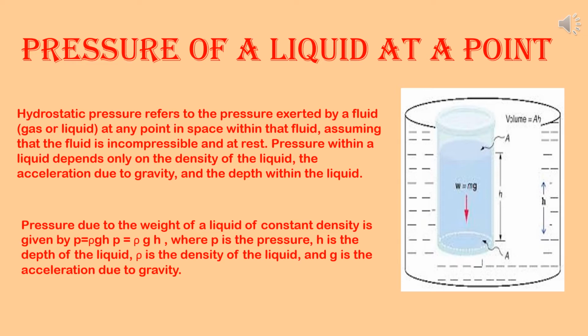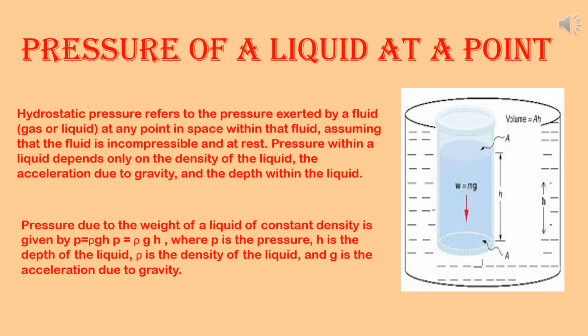So pressure due to the weight of a liquid of constant density is given by P is equal to rho into g into h, where P is the pressure, h is the depth of the liquid, rho is the density of the liquid, and g is the acceleration due to gravity. Now see the diagram. Pressure of a liquid at a point has been shown. Weight is equal to m into g, and h is the depth, A is the area of cross section. So I'm telling you how it is coming.